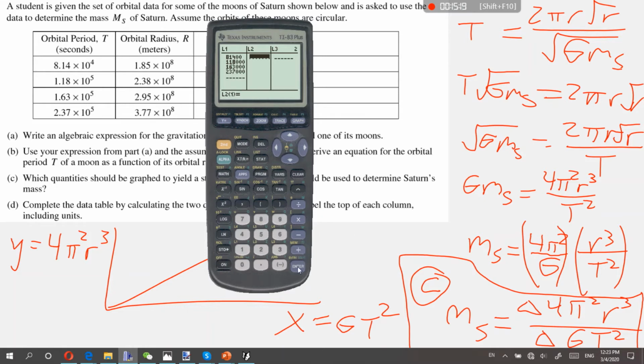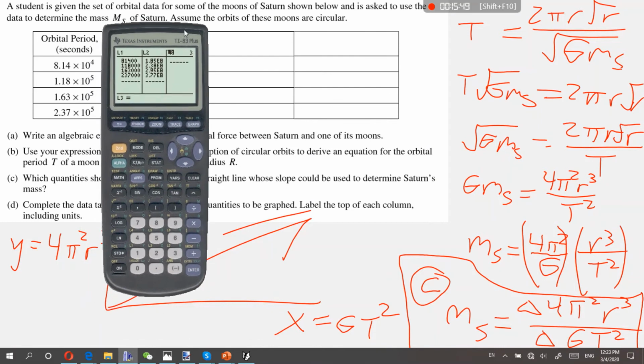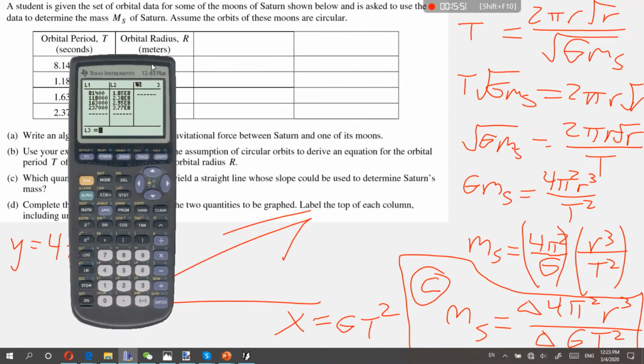Okay, then for orbital radii, 1.85 times 10 to the 8th power, 2.38 times 10 to the 8th power, 2.95 times 10 to the 8th power, and 3.77 times 10 to the 8th power. Okay, so I've got list 1 and list 2. List 1 is T, list 2 is R. So if I wanted to create a list 3, which would be the two pieces of this that we need for our graph.